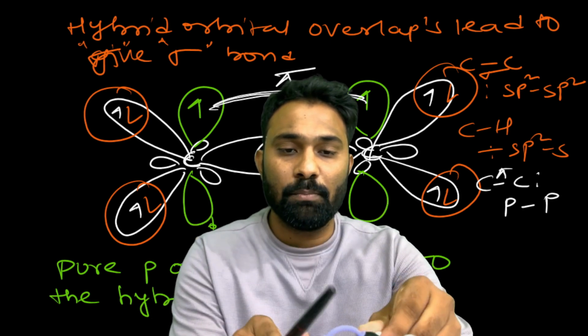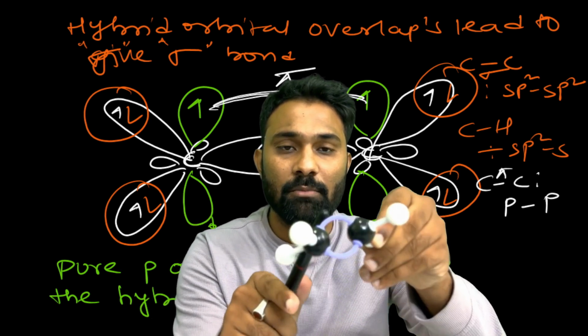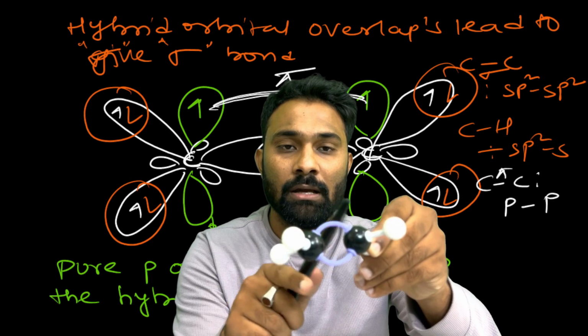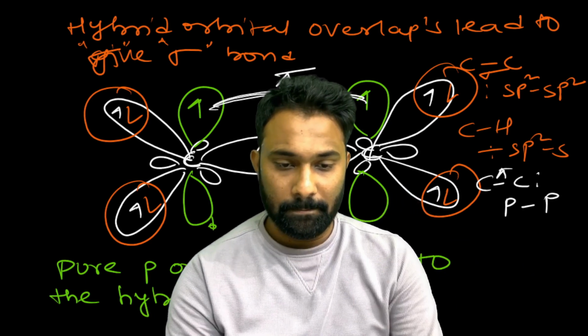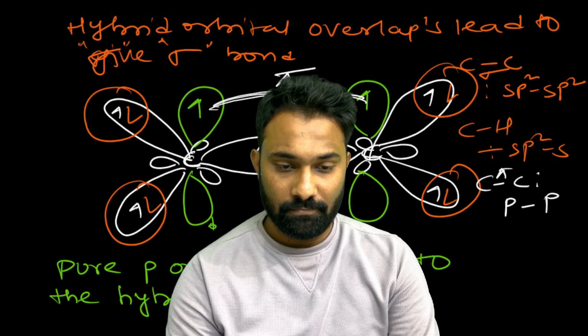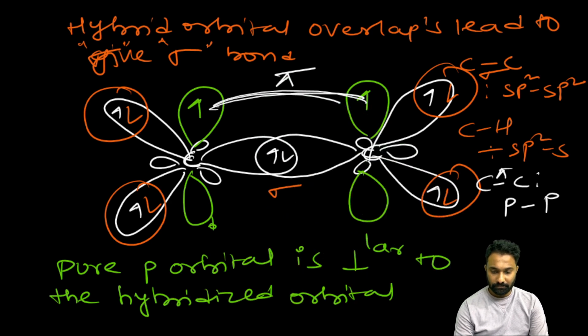Clear? And this pi bond is formed by the overlapping of which one? Pure p and pure p. Done? Pure p and pure p, it has been formed.